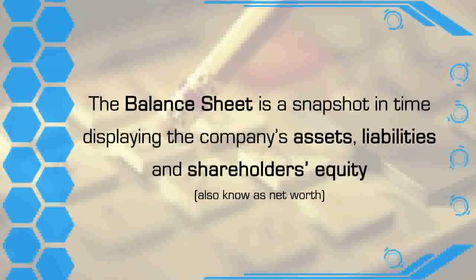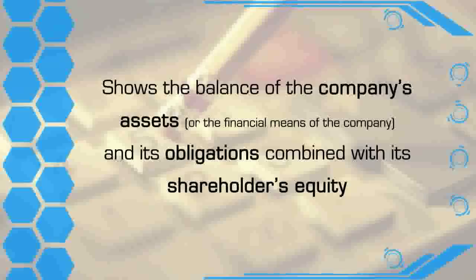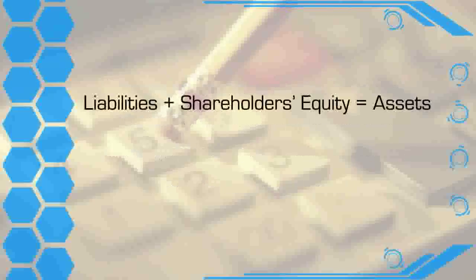The balance sheet, as the name implies, shows the balance of the company's assets, or the financial means of the company, and its obligations combined with its shareholder equity, which is made up of the shareholders' investments and the earnings that have been retained by the company. You could think of it as a formula. Liabilities plus shareholders' equity equals assets.